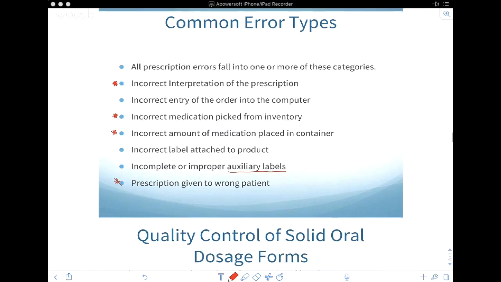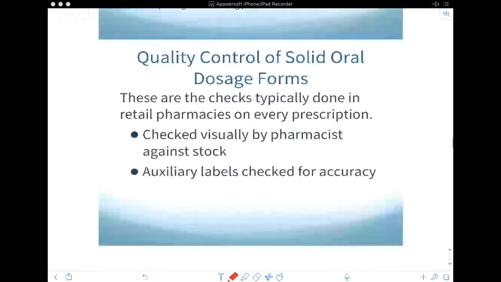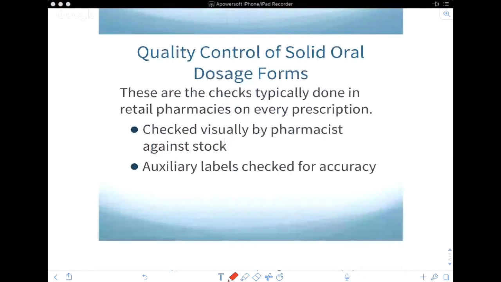All right, so quality control of solid oral dosage forms. These are the checks typically done in the retail pharmacies on every prescription. It is checked visually by a pharmacist against stock, and auxiliary labels are checked for accuracy. So that's kind of just something that we talked a little bit about before.